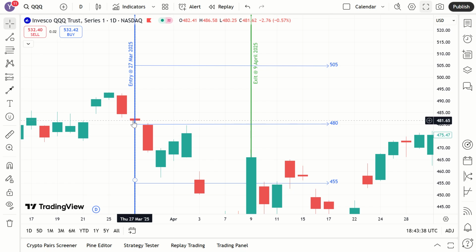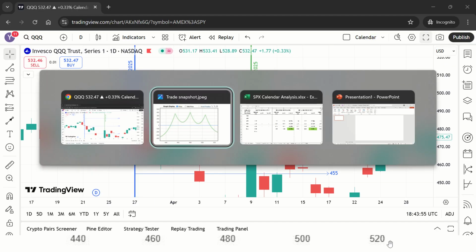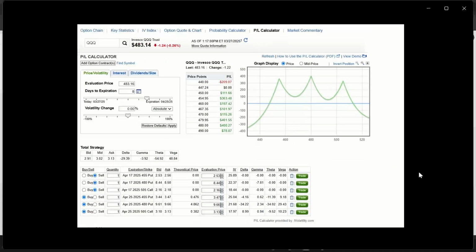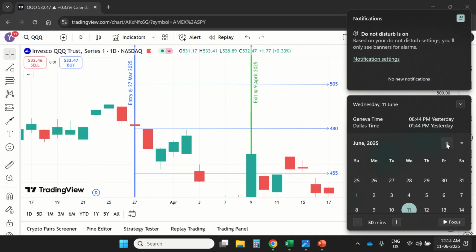Now, what were the strike prices and expiry of these calendars? As you guys might know, I go 3 weeks far when I put my triple calendars. So 3 weeks far is like 27th of March. Let me show you. Let me open the calendar. Okay, here it is. So let me go to 27th of March.